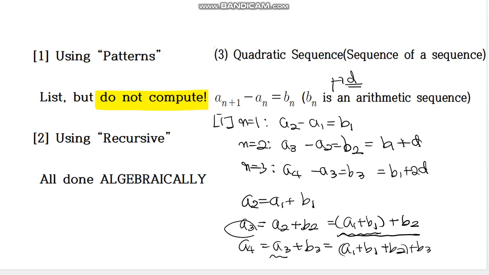Now we definitely see the patterns here, where we have 2, then this 1 and 1, and 3, so we have 3 terms, right?